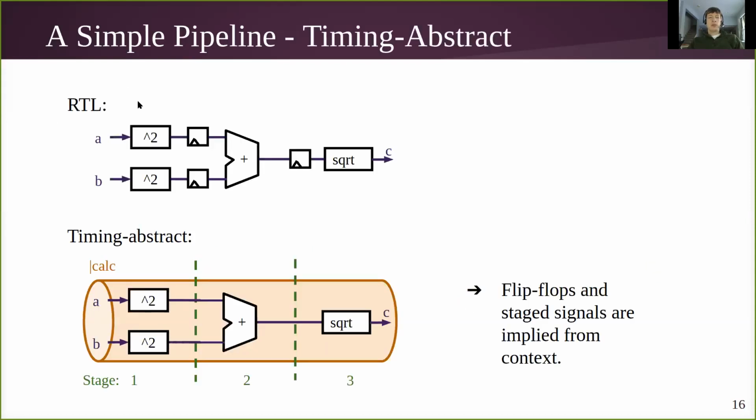So now going from our sort of RTL mentality view of this logic, I'm going to take that to a timing abstract view of the logic. So we're going to put this logic in the context of a pipeline, and the pipeline has 3 pipeline stages. And putting the logic in that context, we no longer have to draw the flip-flops. The flip-flops can be implied from the context of the pipeline. So wherever signals need to cross stage boundaries, that implies a flip-flop.